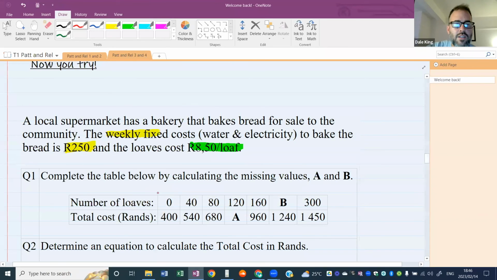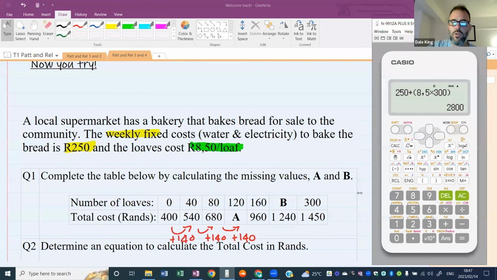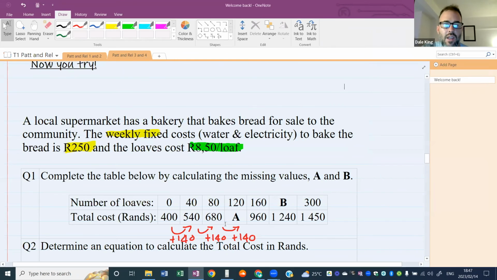So if left to your own devices, what you guys started doing was saying, well, there's an increase of 140 every single time. And then you used that to help you get A. So 680 plus the 140 is 820. That's why guys were getting answers for A of 820. Because you were using the rule of a constant difference every time to jump to the answer of A using the table. You definitely didn't use a formula for that one. So you used the values in the table, which is the correct way of doing it, but there's a mistake in these values.